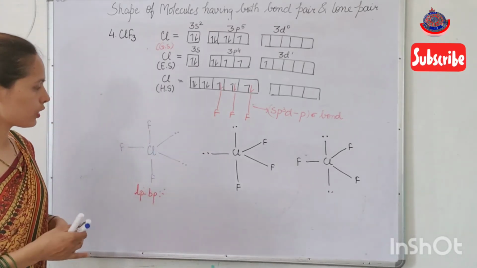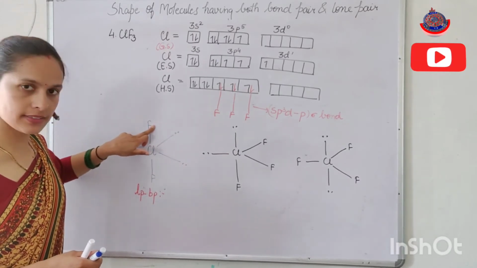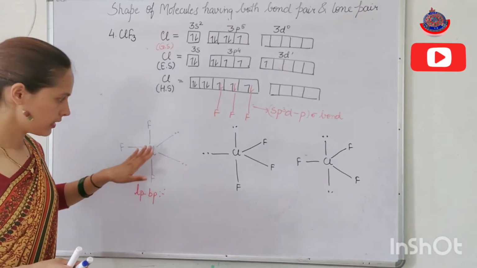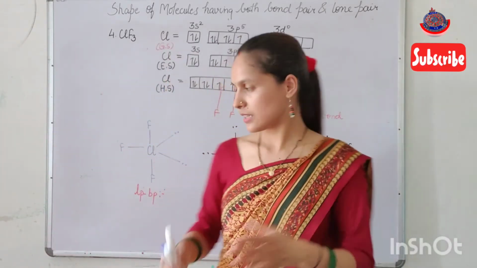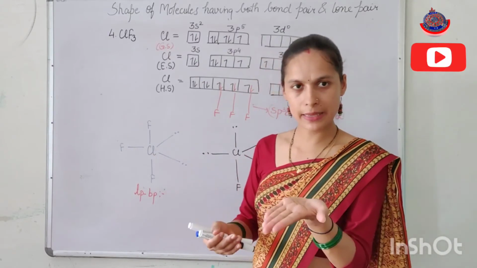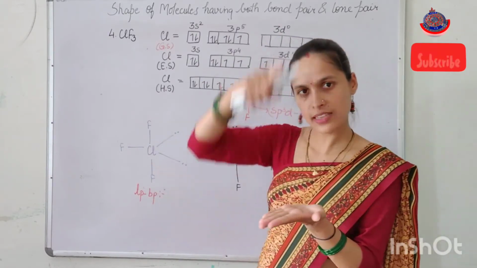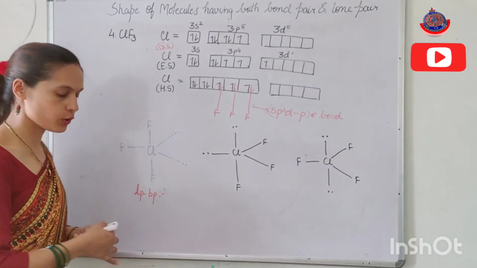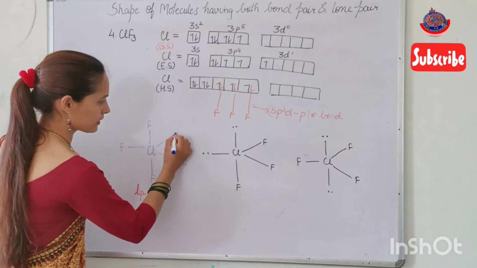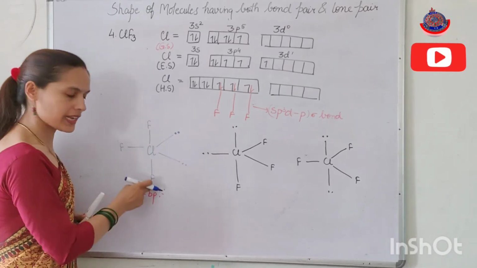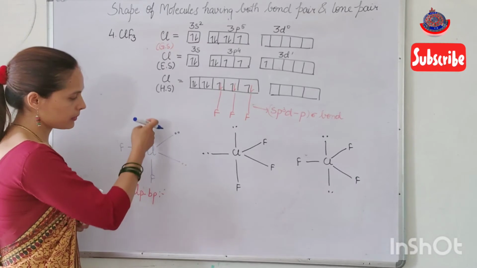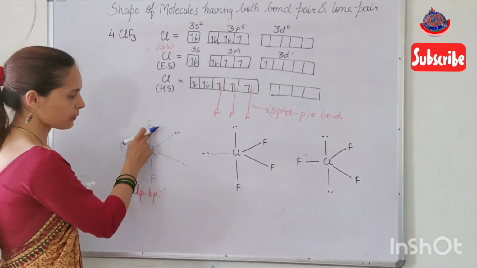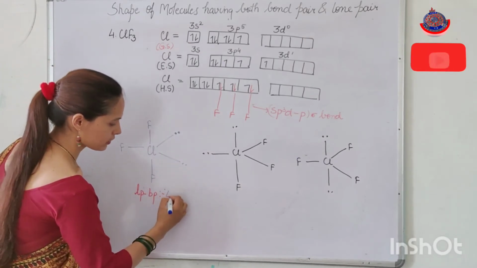this lone pair is repelled by this as well as this, because the bond angle between this and this is 90 degrees. The structure is clear to you, na? These three triangles are present in the plane, and the others are above and below. So this lone pair is repelled by this as well as this. Similarly, this lone pair is repelled by this as well as this. So the lone pair bond pair repulsion is 4.